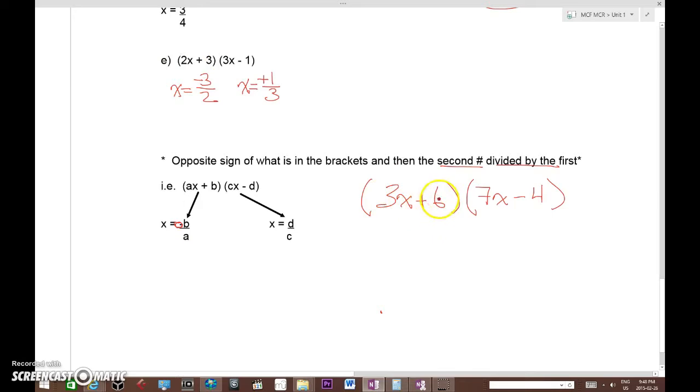And so if I did that for this, I would say, okay, it's going to be -6/3. That can be simplified, by the way, to x equals -2. Just divided. 6 divided by 3 is 2.